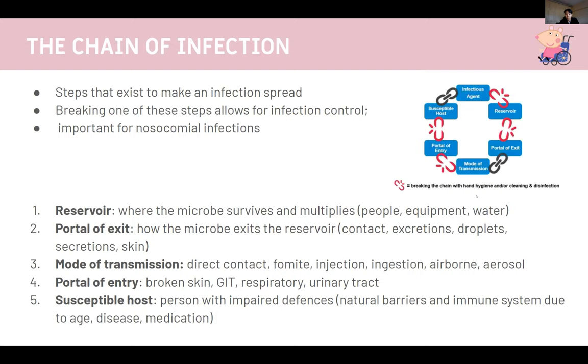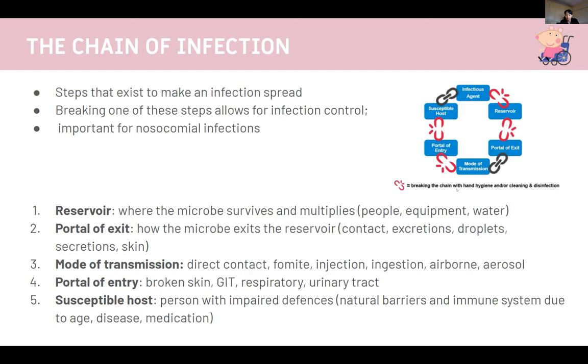So the chain of infection, they're basically the steps that make an infection proliferate and spread. And so as part of infection control, what's really important is to break one or multiple of these steps. So on the diagram at the right, we have our infectious agent, and this then leads to the reservoir. And then from the reservoir, we have port of exit, mode of transmission, port of entry, and the susceptible host. So we're going to go through each one of these in detail now.